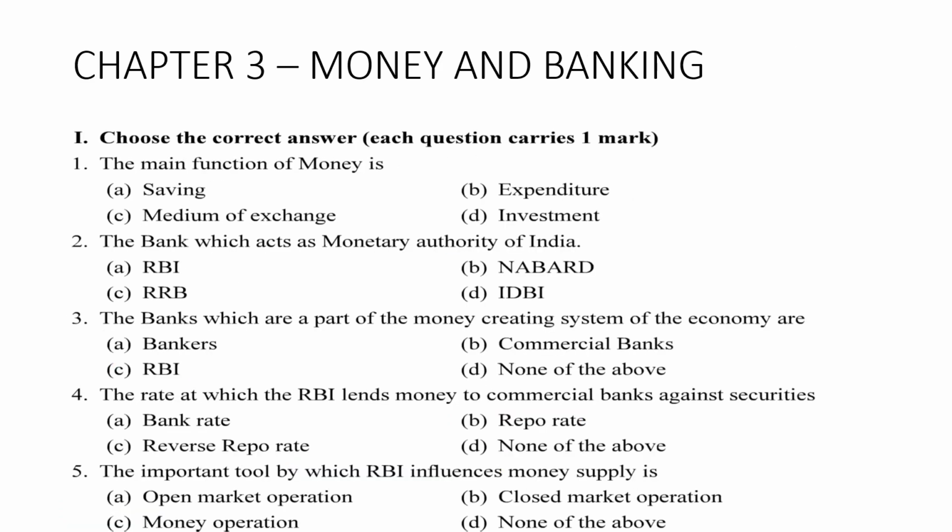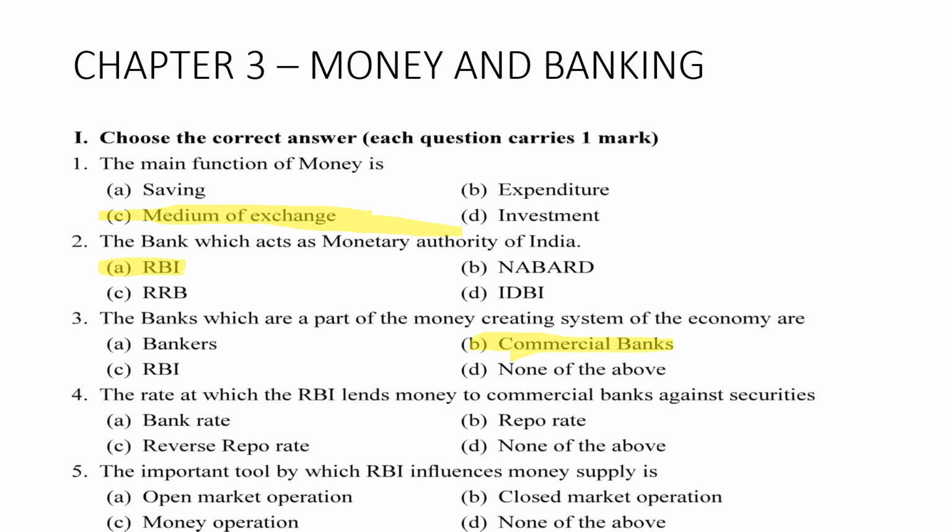Now chapter 3, money and banking. First question, the main function of money is dash. So first and foremost role or function of money is that it acts as a medium of exchange. So option C is your answer. Second one, the bank which acts as monetary authority of India. Answer is Reserve Bank of India, RBI. This is the central bank, right? Then third one, the banks which are a part of money creating system of economy. So the banks responsible for money creation in the economy are called commercial banks. Okay, commercial banks is the correct answer here.